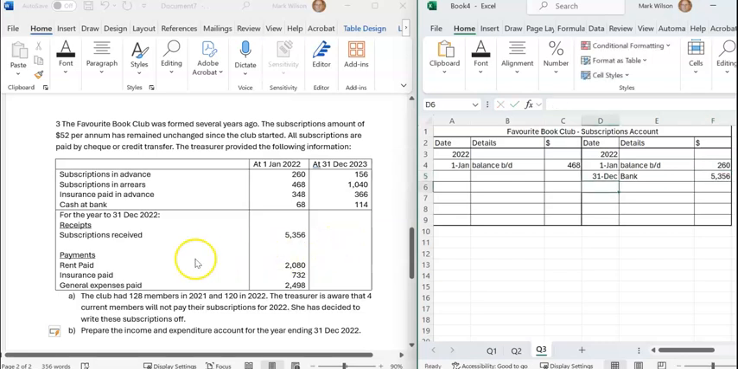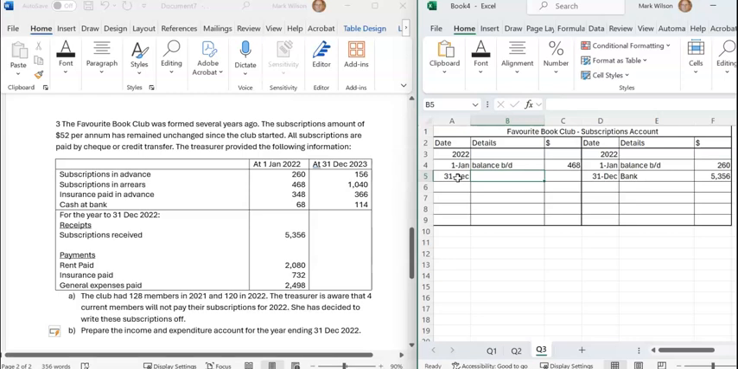Alright, then we go searching for other things we know about subscriptions. So we've got that one. We don't have to do any of these at the moment. The club had 128 members. That will tell us what our subscription revenue should have been. Treasurer is aware of 4 current members that will not pay their 2022 subscriptions. So will that increase or decrease? In actual fact, before we answer that question, we'll actually put what our income actually is. So we'll put our 31st of December.